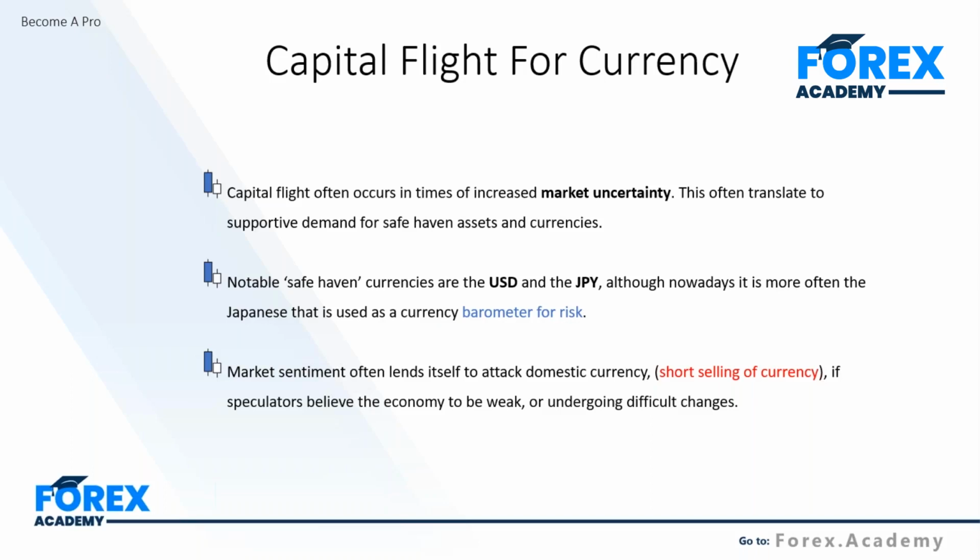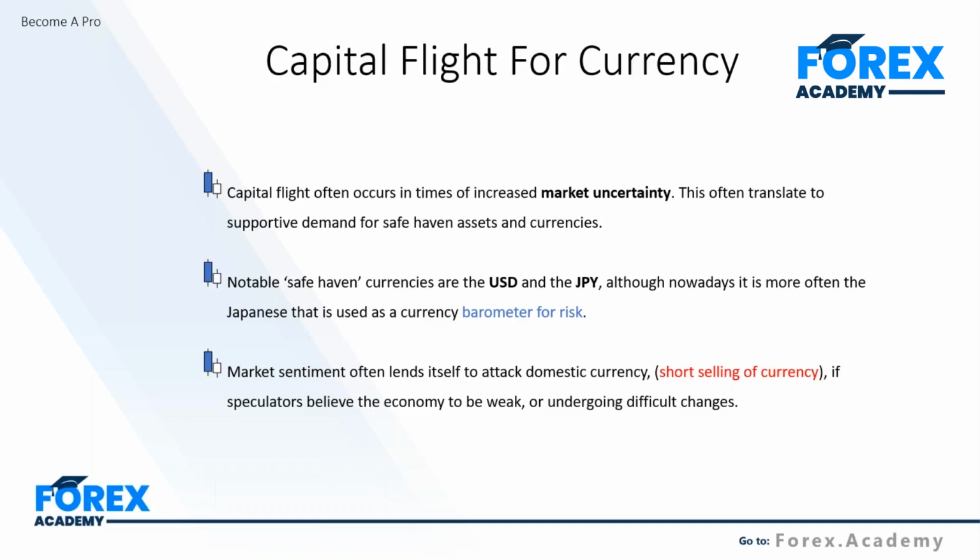This often translates to supported demand for safe haven assets and currencies. So a safe haven asset, again, I can use one example. The gold market is of course a safe haven asset. Why is that? Because it is a precious metal, and of course in times of uncertainty we can price gold with a certain level of value that a capital flight moves towards the gold market, as a barometer of risk as well, when we see that fear and uncertainty enter the markets.